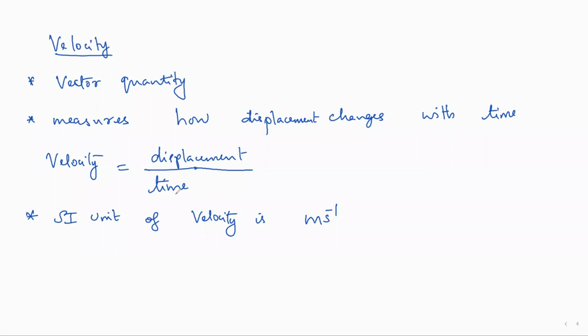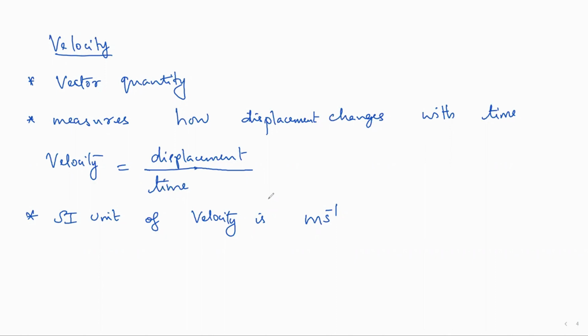Velocity is another vocabulary term associated with kinematics. Velocity is a vector quantity which measures how displacement changes with time. We can write it as an equation: velocity is equal to displacement over time, and the SI unit of velocity is also meter per second. In case of an object that is moving with a non-uniform velocity, that means the velocity is not a uniform value, it changes with time.